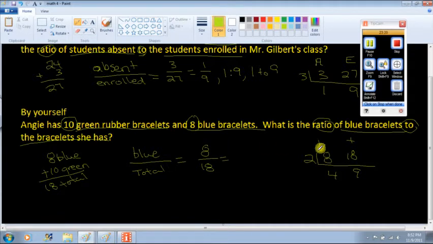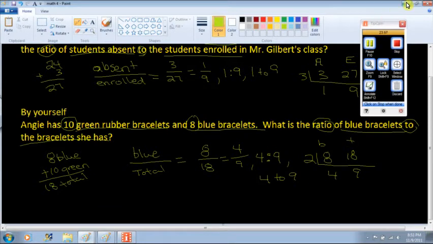That's going to be 4 goes with blue. Blue has to match with blue. So that's 4. And then, of course, 9. 4 to 9. And 4 to 9. So for every 8 bracelets, this person has 18 total bracelets. For every 4 blue bracelets, this person has 9 total bracelets. So it's 4 to 9, 4 to 9, and 4 to 9.